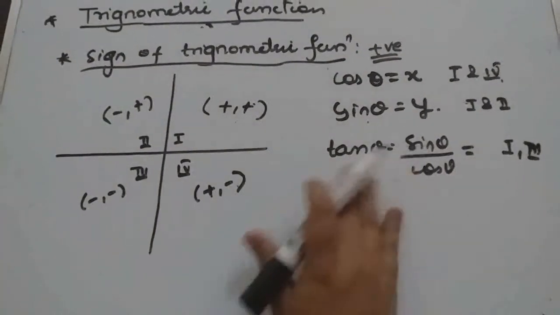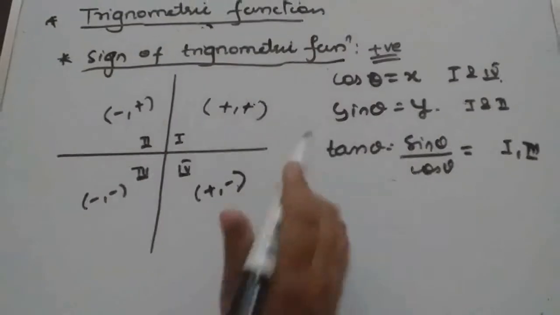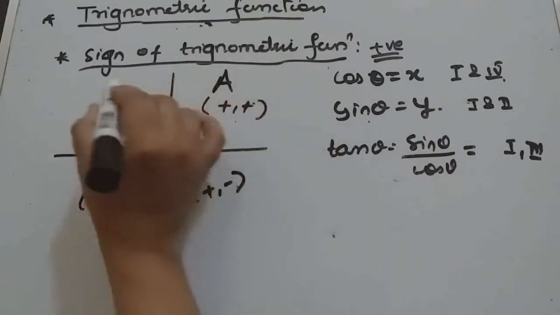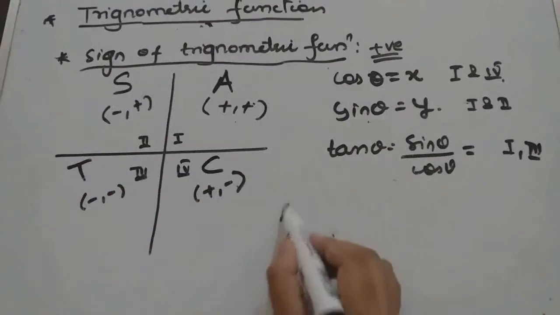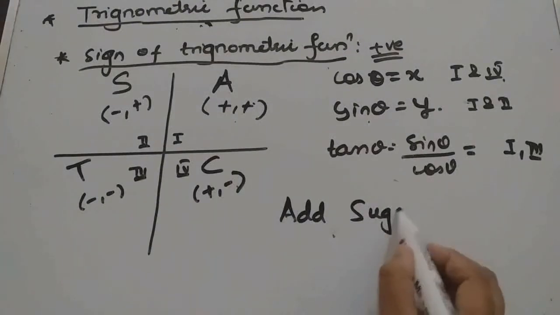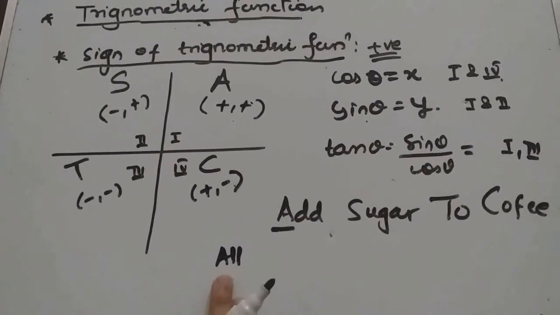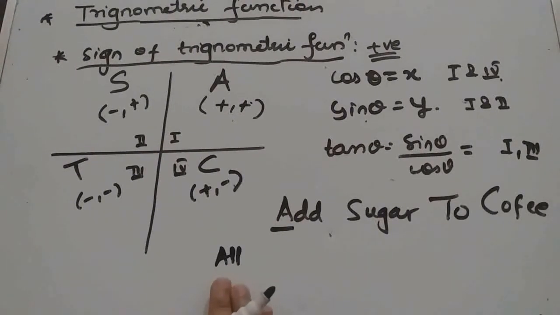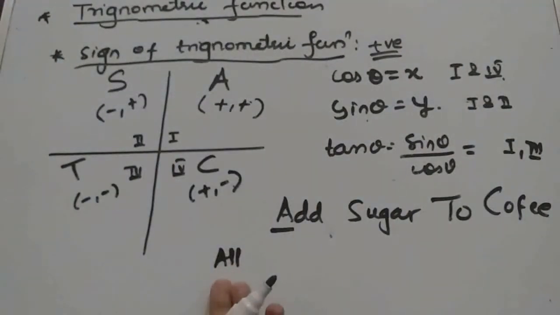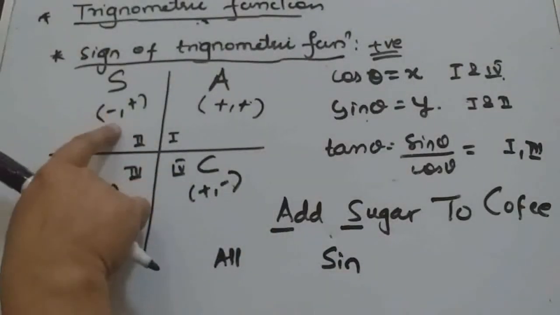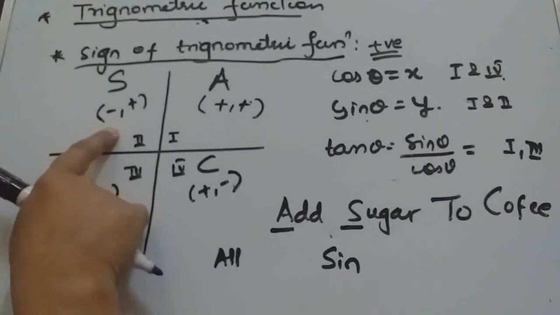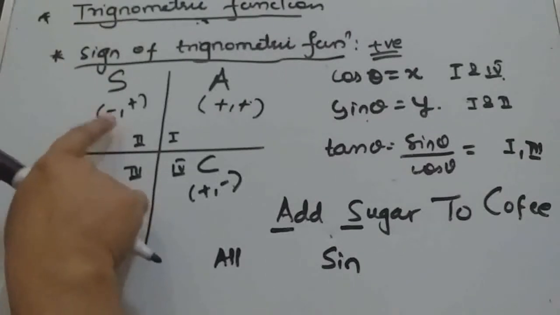Okay, similarly we can derive for the other trigonometric functions also. But here we can remember this sign convention by one trick, that is we can remember "add sugar to coffee". So A means all. In the first quadrant, all trigonometric ratios, how many do we have? 6. So all 6 will be positive in the first quadrant. As for sine, here only sine will be positive. So if sine is positive, one more ratio related to sine is 1 by sine, that is cosec. So sine is positive and cosec is positive.